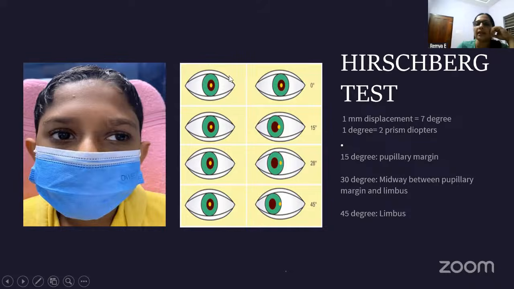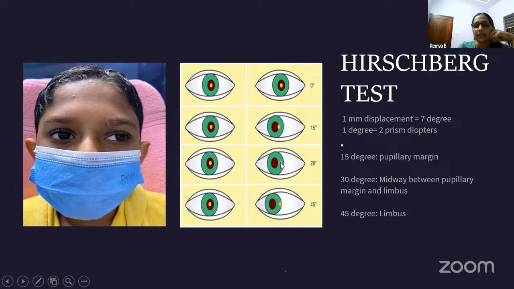I have already described the Hirschberg test. You shine the torch and look at the reflex. Normally, 1 millimeter displacement is equal to 7 degrees, and each degree is about 2 prism diopters. So roughly, if you are getting a reflex on the pupillary margin, you can take it as 15 degrees. That will be almost equivalent to 30 prism diopters.